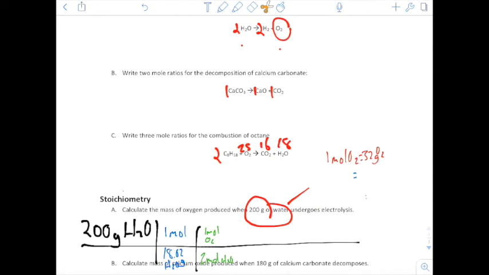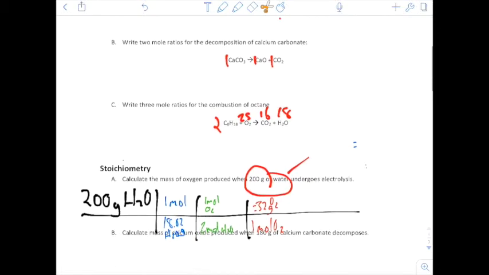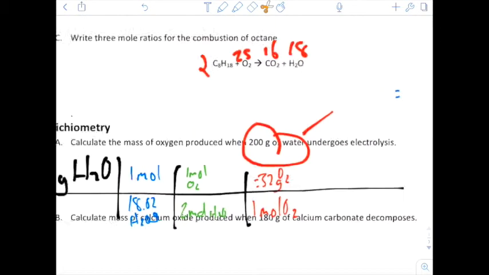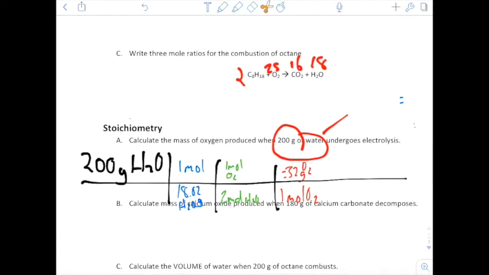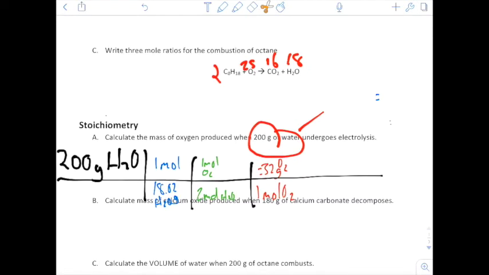And then lastly, since we're not done with our conversion factors and we haven't gotten to mass of oxygen, we keep going. We put moles of O2 on the bottom and grams of O2 on the top. And we see that we have our dimensional analysis set up, and then we just multiply the top, divide by the bottom, and we will get an answer of 177.6 grams.